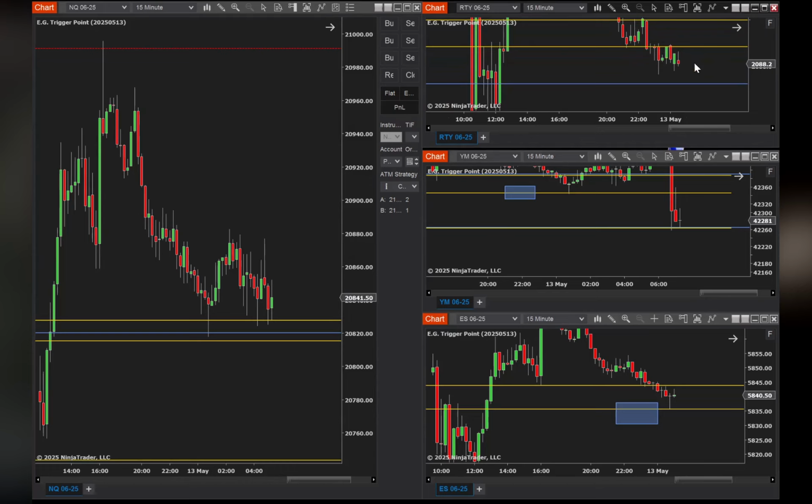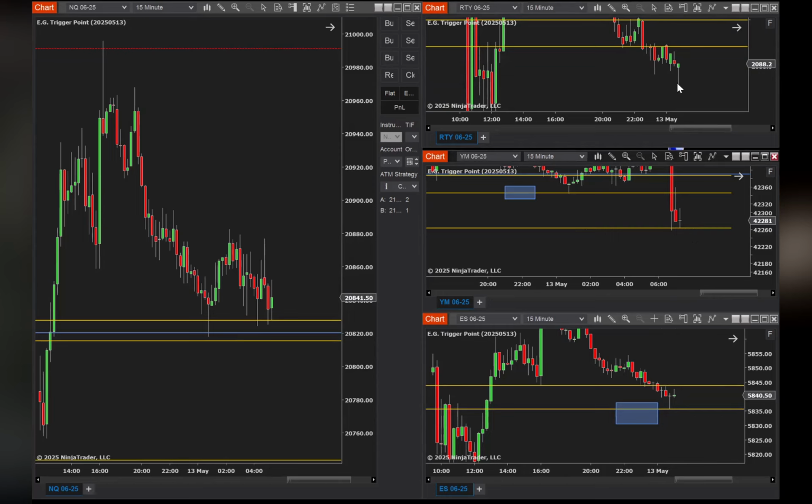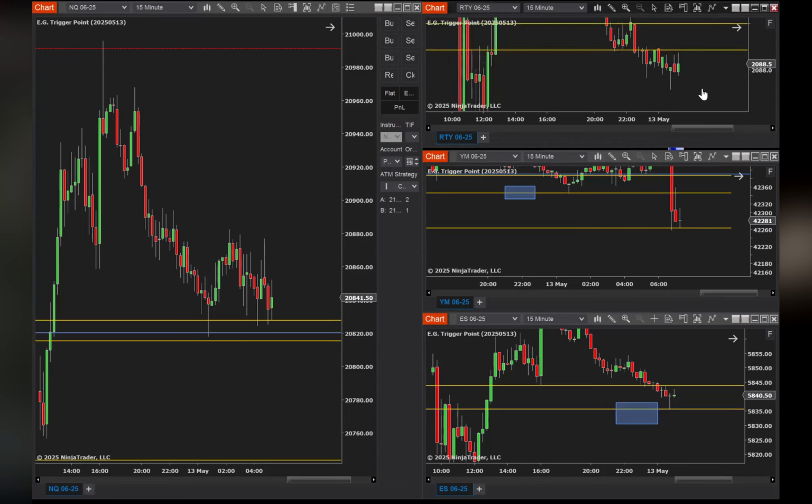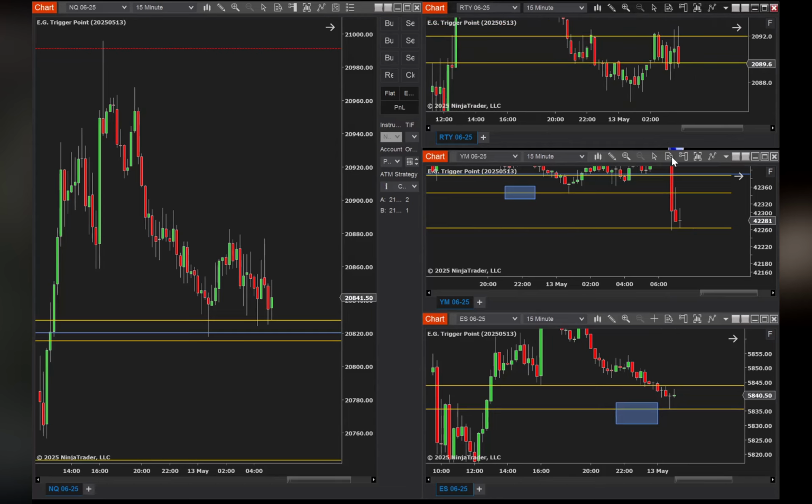It bounced off resistance and then it was here. It's not contradicting the long trade I want to take when I see 3 correlated instruments hitting their support. So yeah, there's no trigger point here. But the other 3 instruments confirmed the long trade. It's enough. As long as RTY is not contradicting, I'm taking this long trade here.